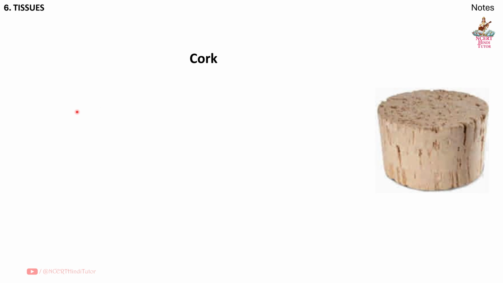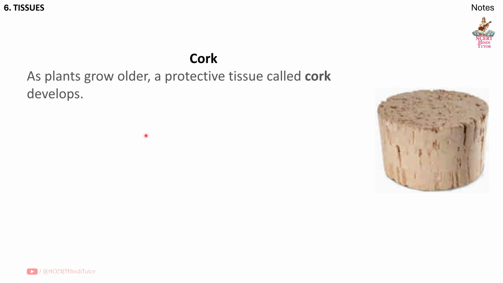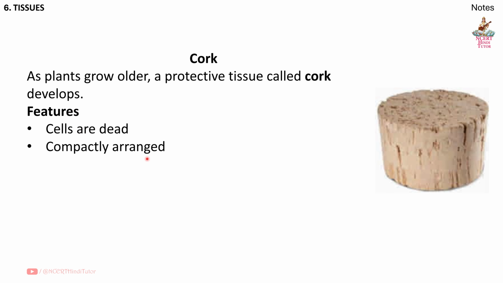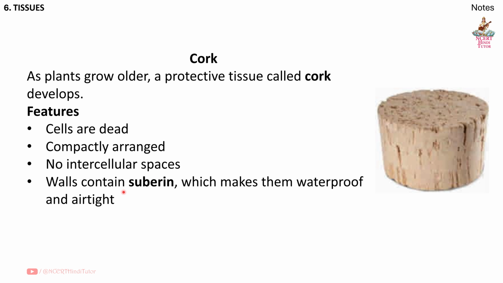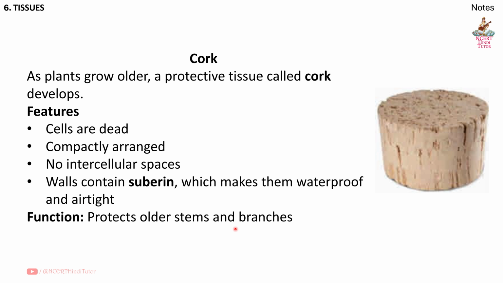Next, cork. This is the diagram of cork. As plants grow older, a protective tissue called cork develops. Features: cells are dead, compactly arranged, no intercellular spaces, walls contain suberin, which makes them waterproof and airtight. Function: protects older stems and branches.